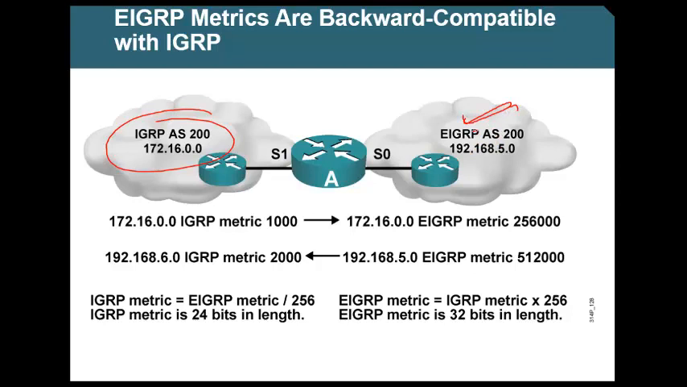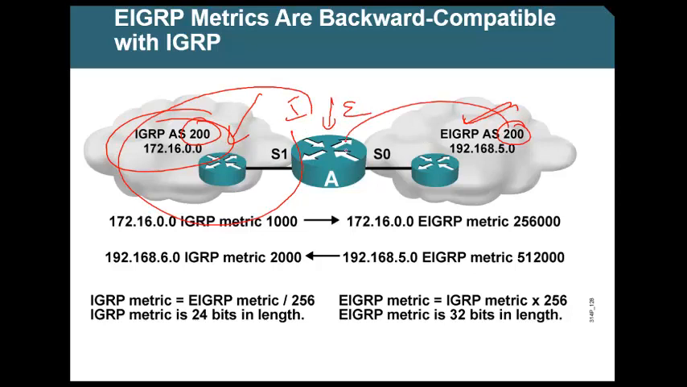But if you have a very old router which does not have EIGRP, then what you can do is have the same autonomous system number. In here you run both IGRP and EIGRP. So this will learn from here, this will learn from here, and the redistribution between these two will happen dynamically. That's what it says here. EIGRP metrics are backward compatible with IGRP. You need not redistribute. The metric is also compatible.